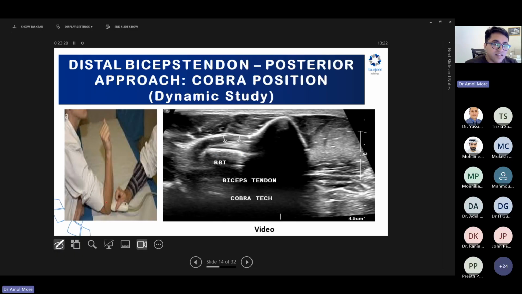So here the patient position is like this, which is a cobra-like appearance, and you can keep your probe in horizontal plane in the proximal part of the forearm, and you will see the radial tuberosity outline. This is your radial tuberosity outline, and this is the beak-like appearance of the distal biceps tendon insertion on the radial tuberosity. This can be assessed dynamically as well in pronation and supination position.